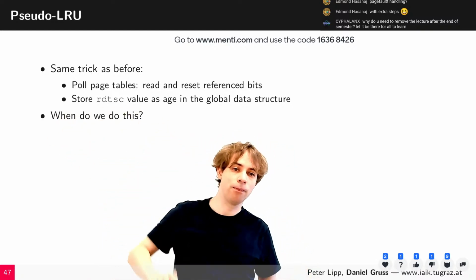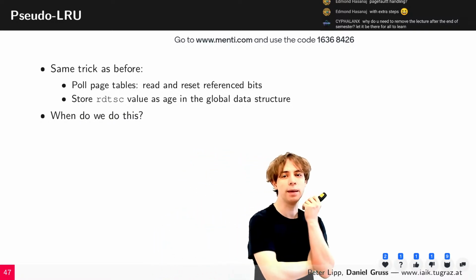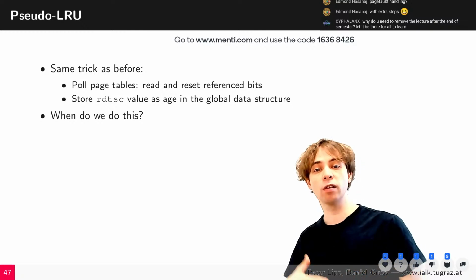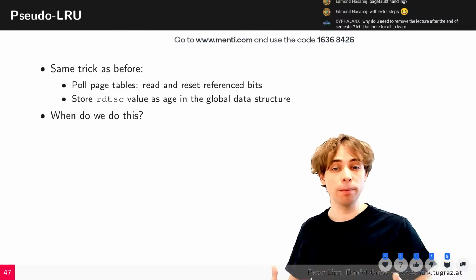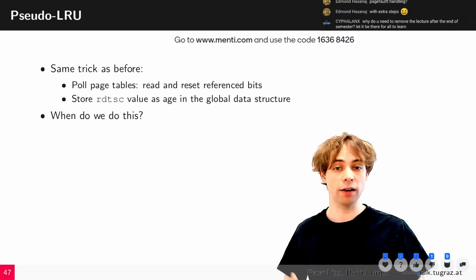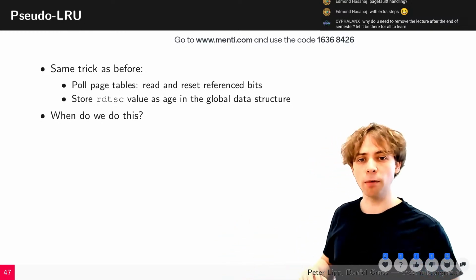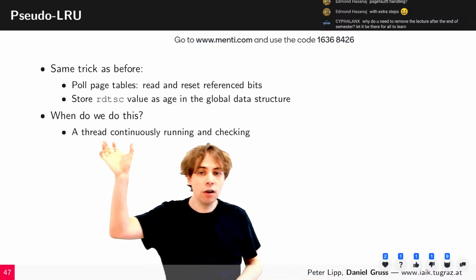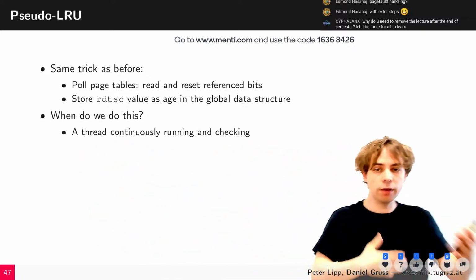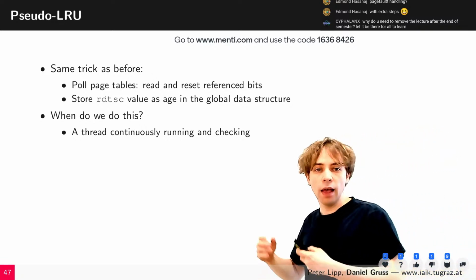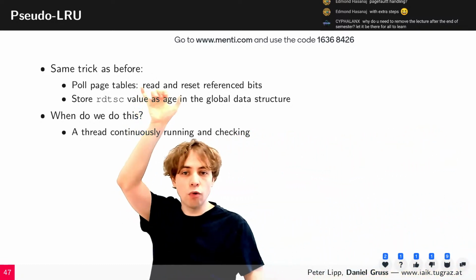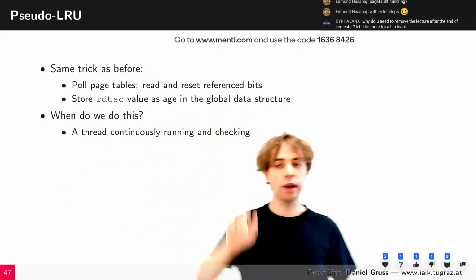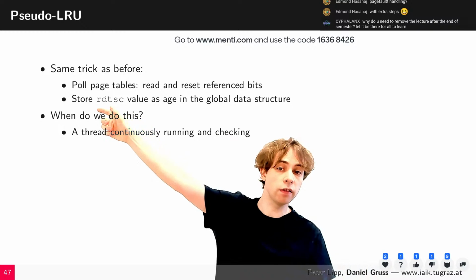When do we do this? Yeah, that's a bit tricky. When do we poll the page tables? There are different options. We could, for instance, run a thread, a page replacement thread or a swapping thread. In this case, probably a page replacement thread. And this thread could continuously run and check through all the pages from all processes and read those reference bits and reset them and store them in this global data structure, the RDTSC value then.